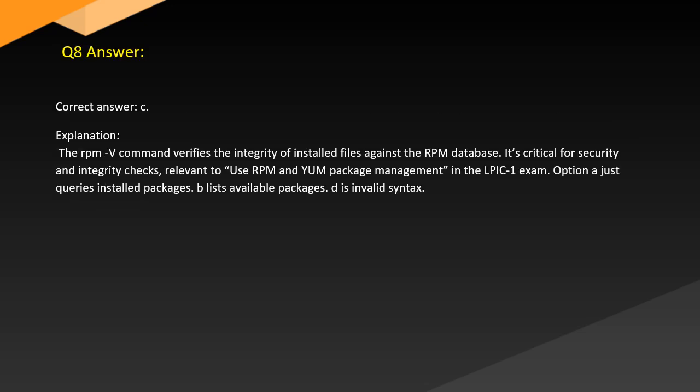Answer. Correct answer C. Explanation. The rpm -V command verifies the integrity of installed files against the RPM database. It's critical for security and integrity checks relevant to RPM and Yum package management. In the LPIC-1 exam, option A just queries installed packages. B lists available packages. D is invalid syntax.